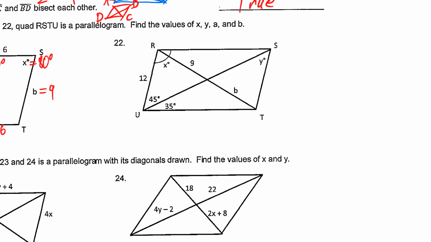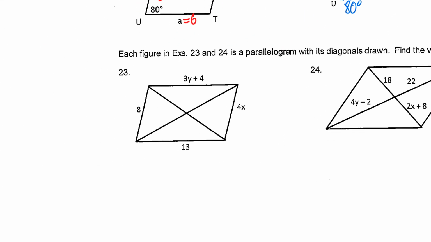Okay, number 22, what's the value of B? 9. B is talking about just from here to here, so it's going to be equal to this over here. Okay, so for X, it's talking about this whole angle right here. How big is this whole angle down here? It's 80, right? When you add 45 and 35. So how big is that whole angle up there? It's 100. Remember, these two are supplementary. And then Y is going to be 45, right?